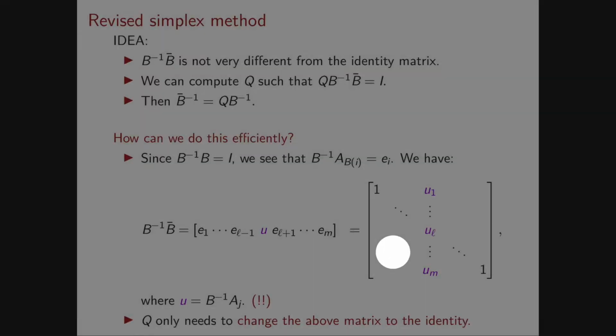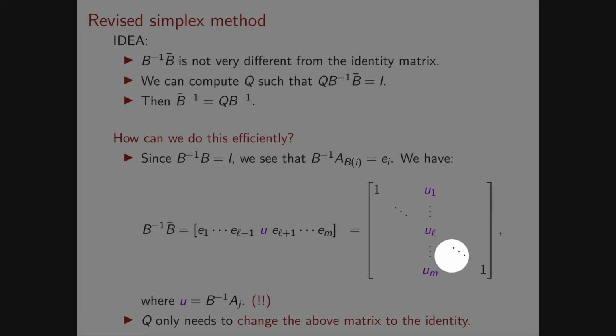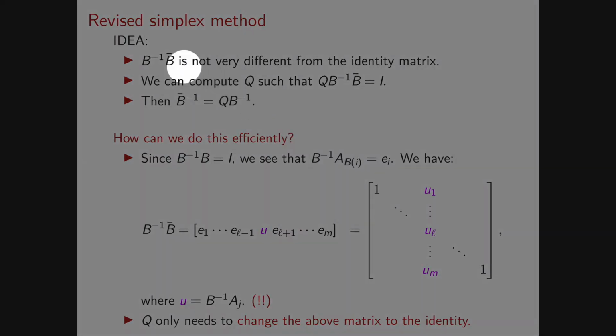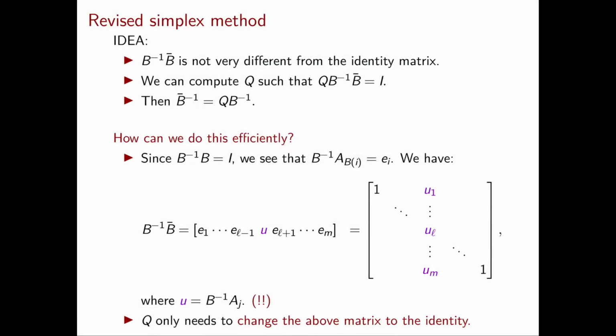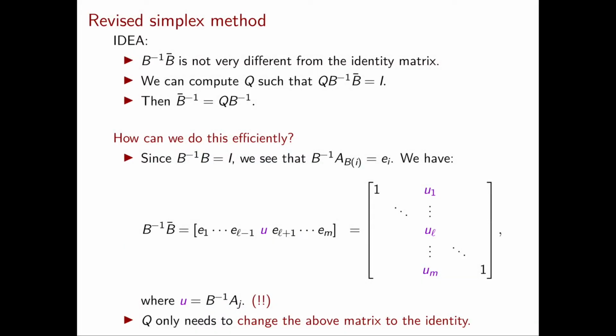So here on the right, we can visualize this matrix. As you can see, it is the identity matrix, but where the Lth column is this vector u, with components u1 until um. So we've now understood exactly how the product B inverse B bar is not very different from the identity matrix. The next thing we want to do is compute a matrix Q such that if we multiply this matrix B inverse B bar on the left by Q, we obtain exactly the identity matrix.